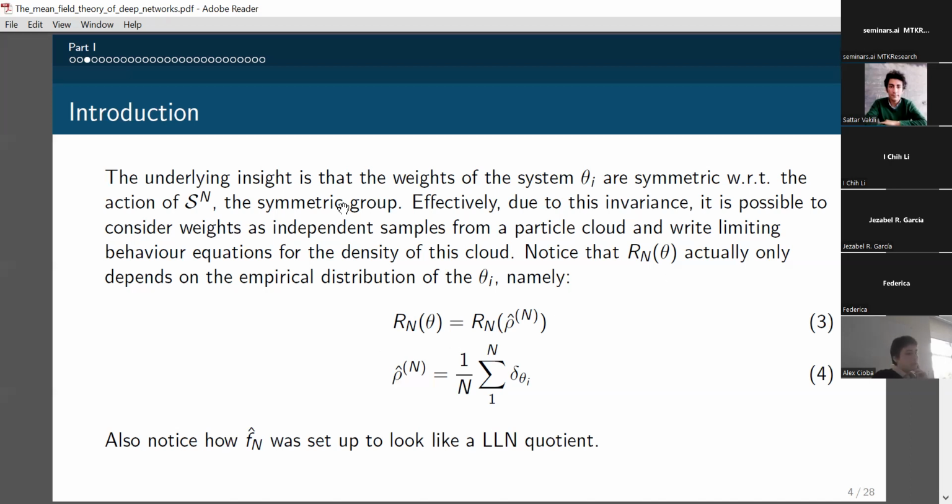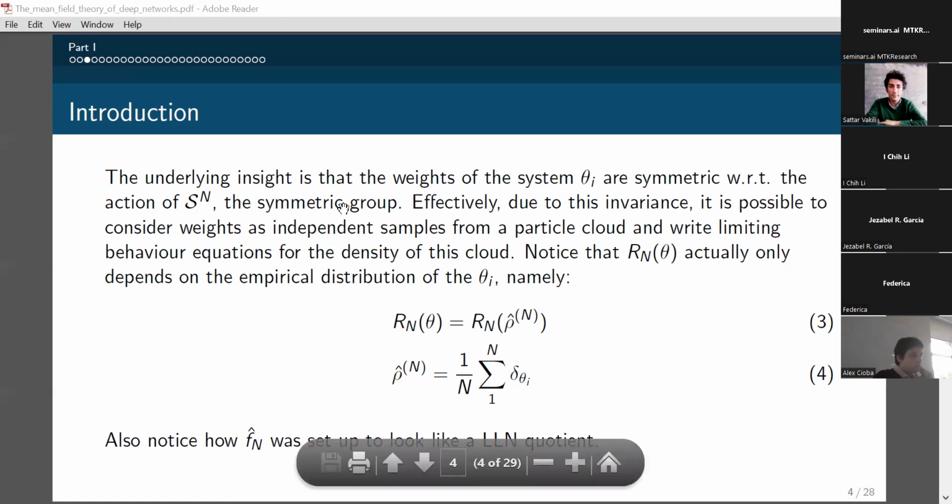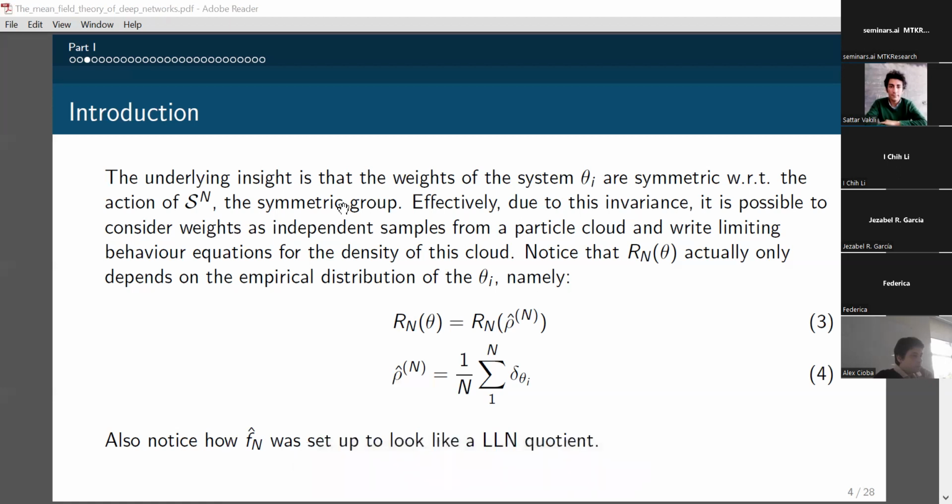And also notice that everything is set up to look like a law of large numbers quotient, right? So in that sense, mean field theory is considered to be a type of law of large numbers approximation to the asymptotic behavior of neural networks as the width of the layers tends to infinity.